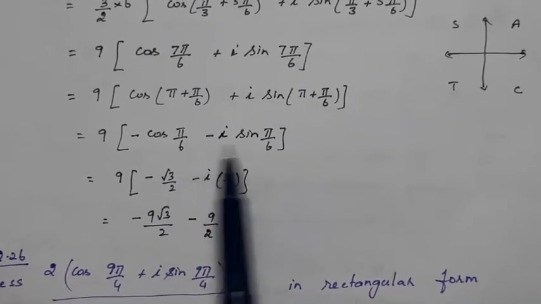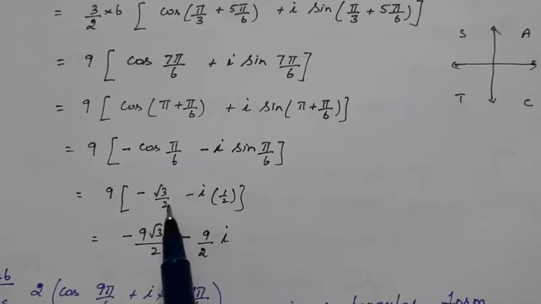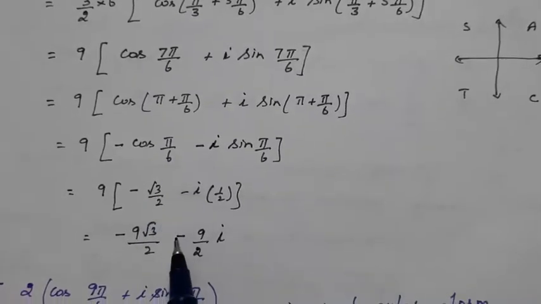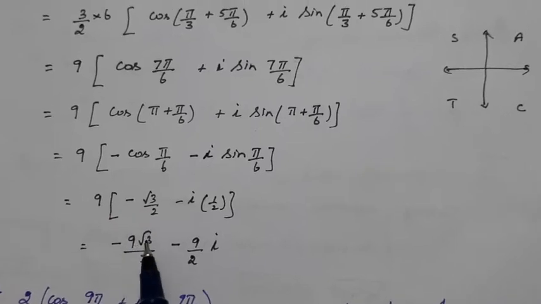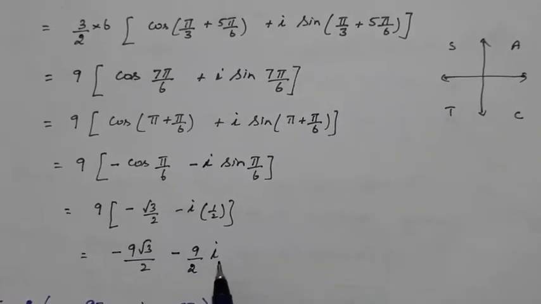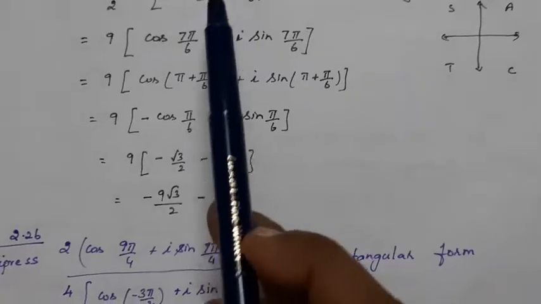So after getting this form, write the value of the angle so that you can convert this to the rectangular form. So let us multiply 9 throughout. So minus 9 root 3 by 2 minus 9 by 2 i. So this is the rectangular form of the corresponding product.